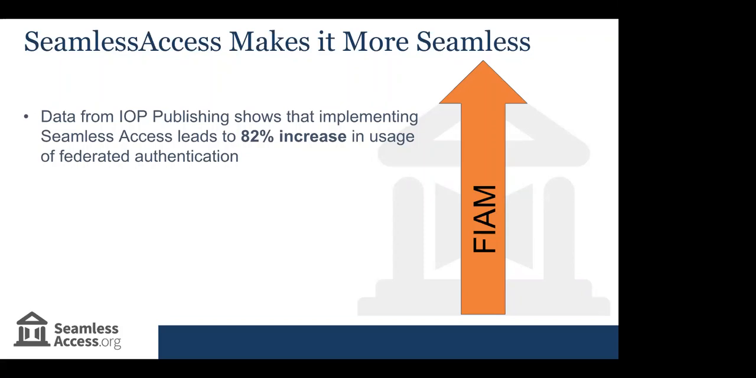Actually, what we did is we analyzed from the 1st of January up until the 14th of March, when we implemented Seamless Access on our content platform, with the 15th of March to around the start of May. And essentially, we saw an 82% increase in the number of total item requests coming via that specific authentication method.